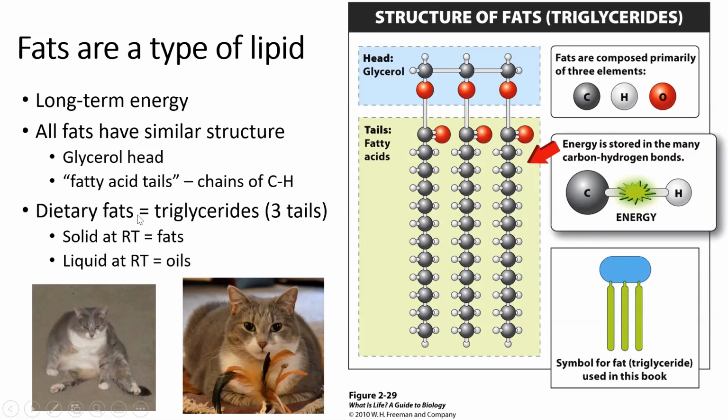So dietary fats, you have triglycerides, three tails: one, two, three. Glycerol, which is a type of alcohol, plus three fatty acids produces the triglyceride. The energy stored in the carbon-hydrogen bond is a great source of energy. Remember that you still have carbon, you still have hydrogen, and you have oxygen. So that's why you have the hydrocarbons and you have the oxygen.